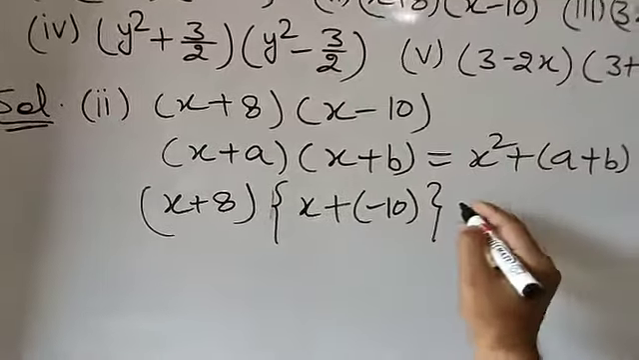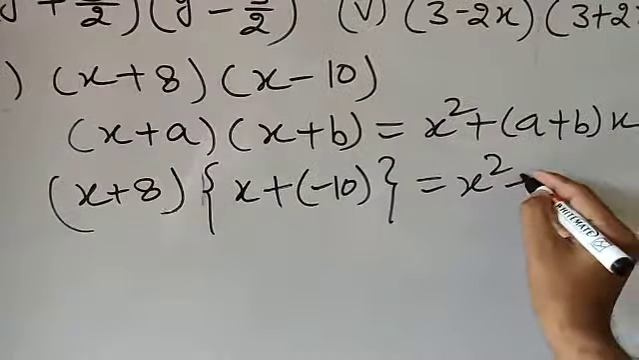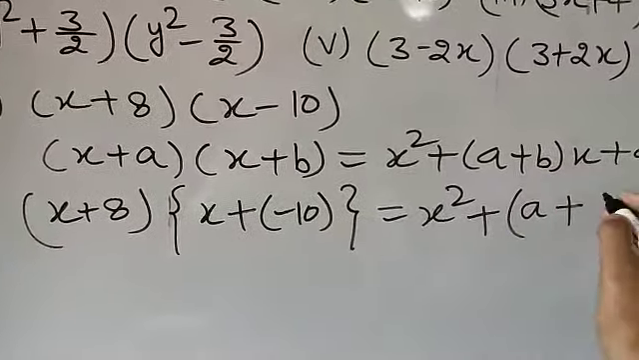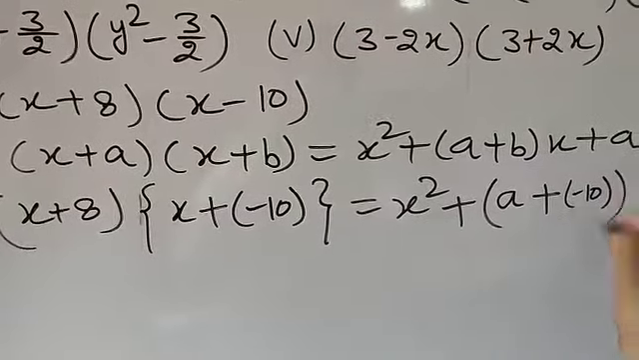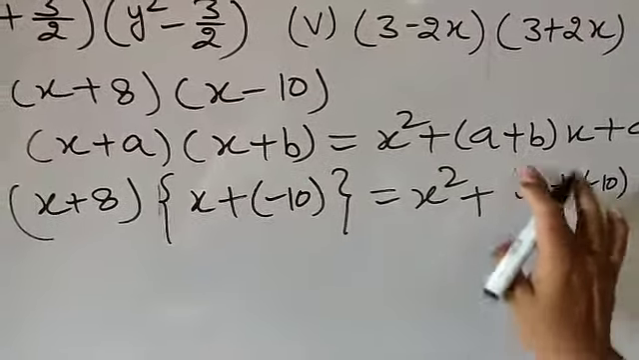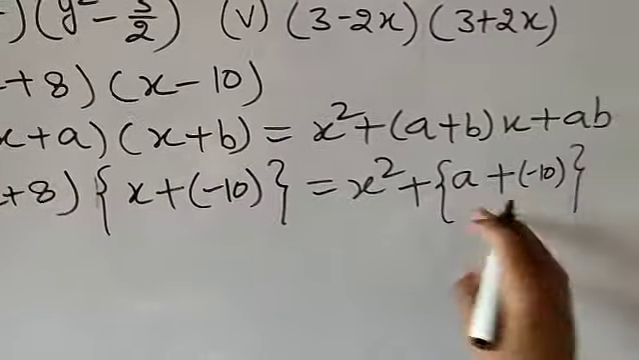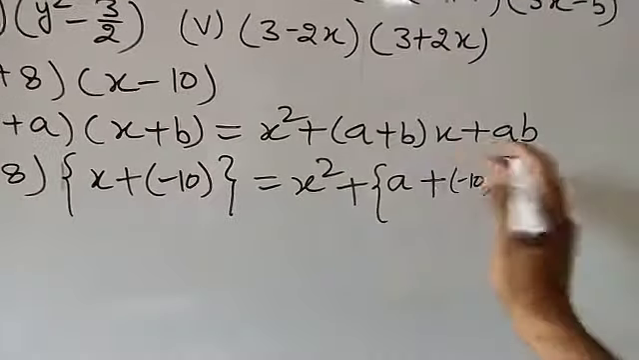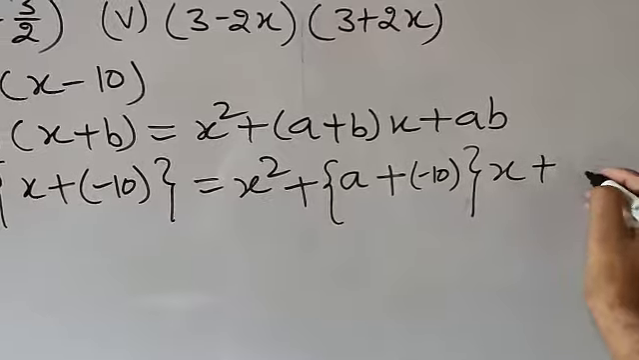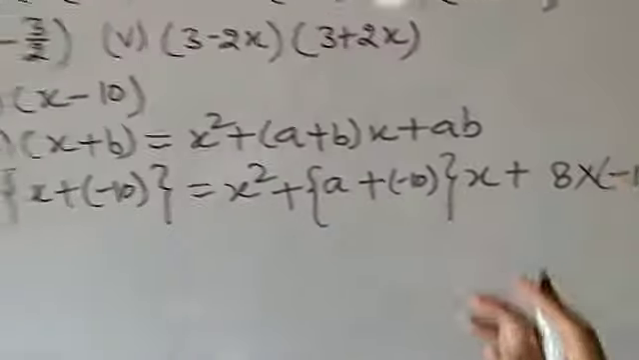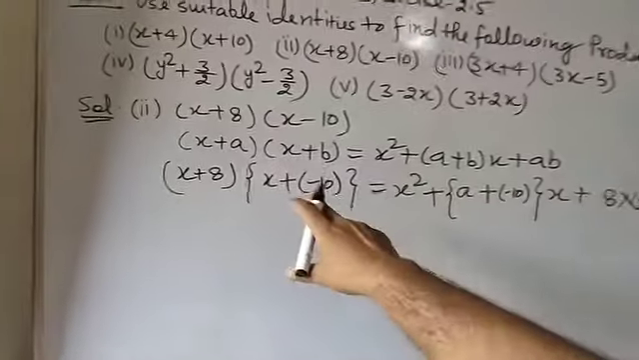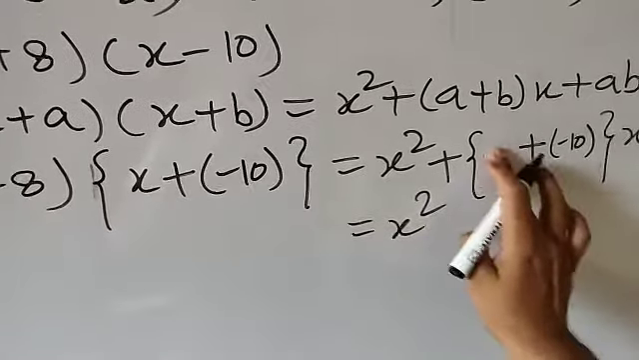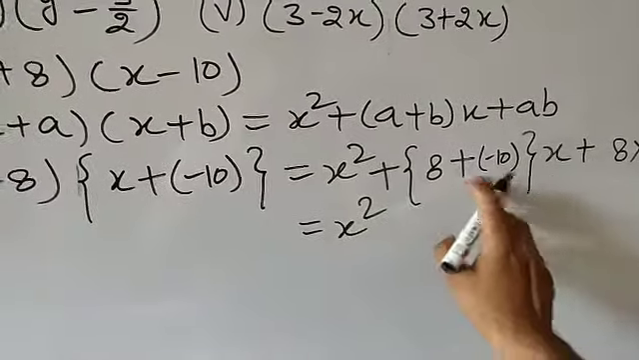Now here the b value is negative, so again you write x square plus (a + b), so a plus, and the b value is minus 10, so it can be written as minus 10. Here you can use curly braces if you are finding this kind of value. So (a + b), so 8 plus minus 10, x, plus ab, so plus 8 into minus 10. So students, if you have a negative value, then you need to solve like this. Now it can be x square, and here the a value is 8, so it should be 8 plus minus 10.